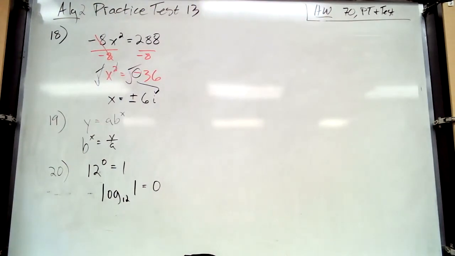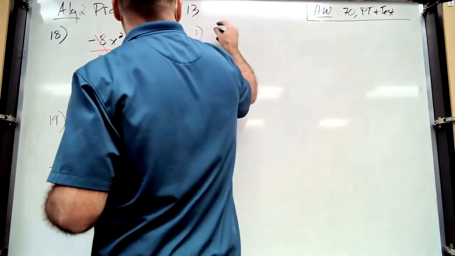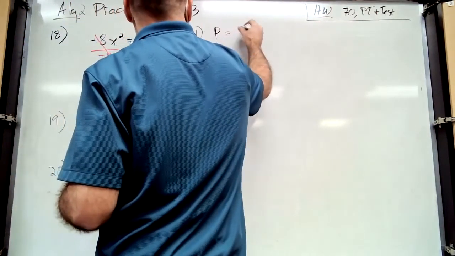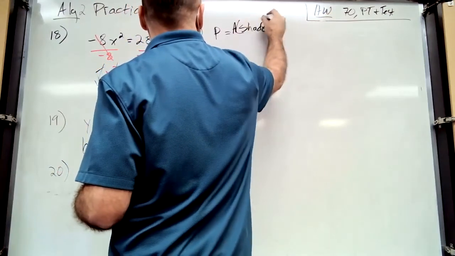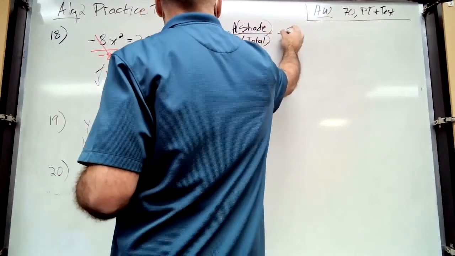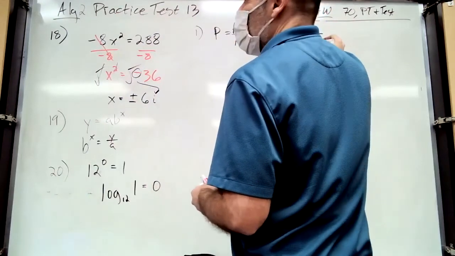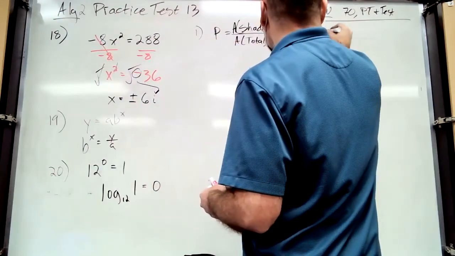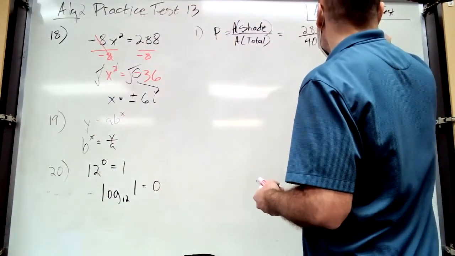Okay, so we're just gonna look at 1 through 4 really quick. So the probability of the shaded, so basically shade over total. So you're gonna find the area of the shaded over the area of the total. Okay, you can do the math. We did this in pre-algebra. Area of the shaded is 28. Area of the total rectangle is 40. So reduce that to 7/10.